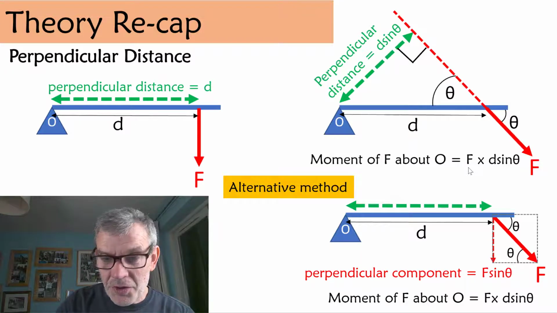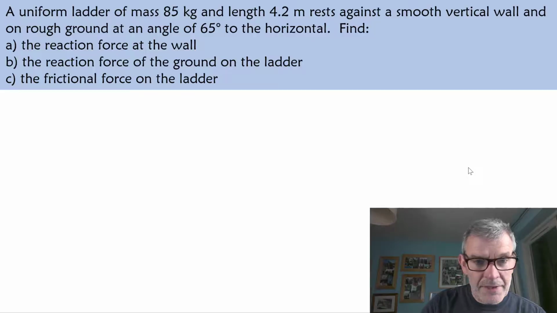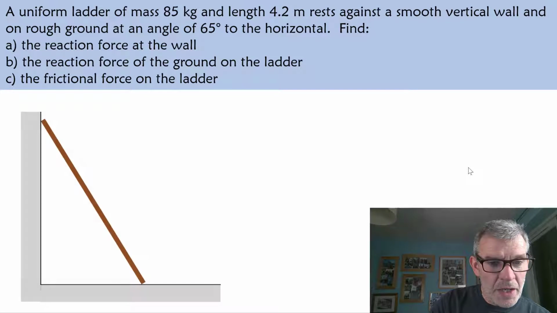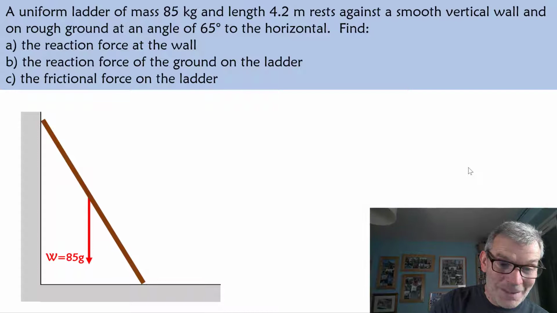Okay, let's use that then to have a go at a question. It's a classic question to do with a ladder leaning against a wall. So in the question we've got our ladder, and it's a uniform ladder, and it's got a mass of 85 kilograms. Because it's uniform, the weight is going to act in the middle of the ladder.